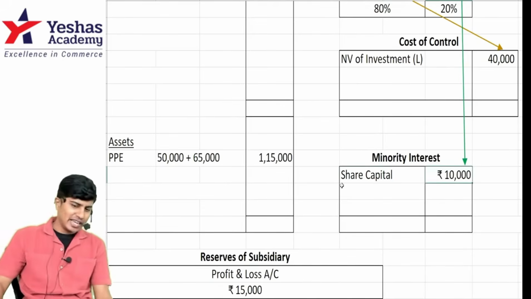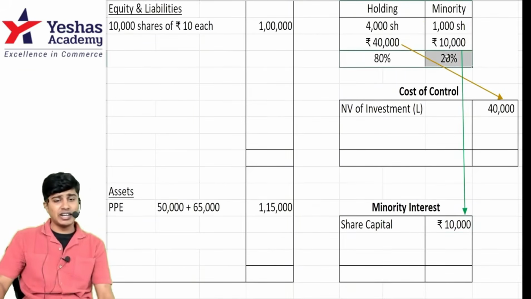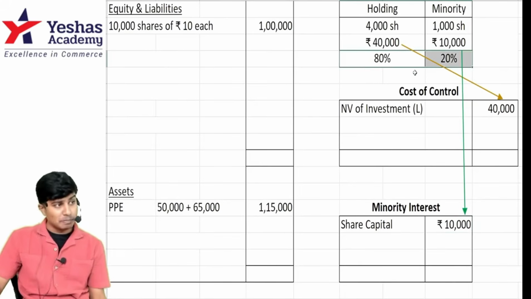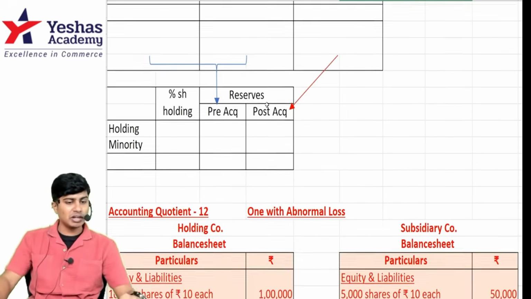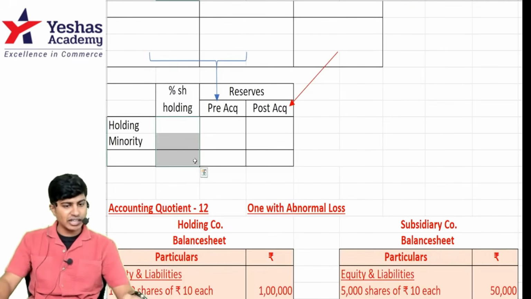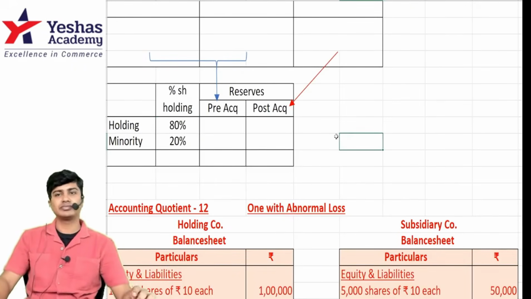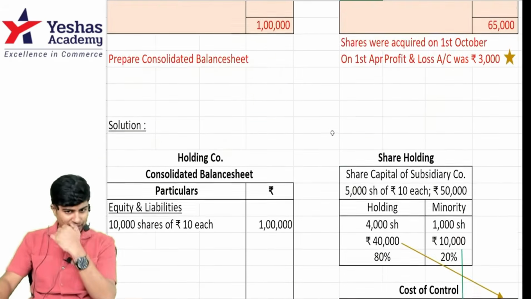Done. Next. What do we do with this 80-20? Yeah, percentage. Where do we use this? Reserve split. So I'll have the table to split the reserve. There I would write 80-20. Got it? Come back.